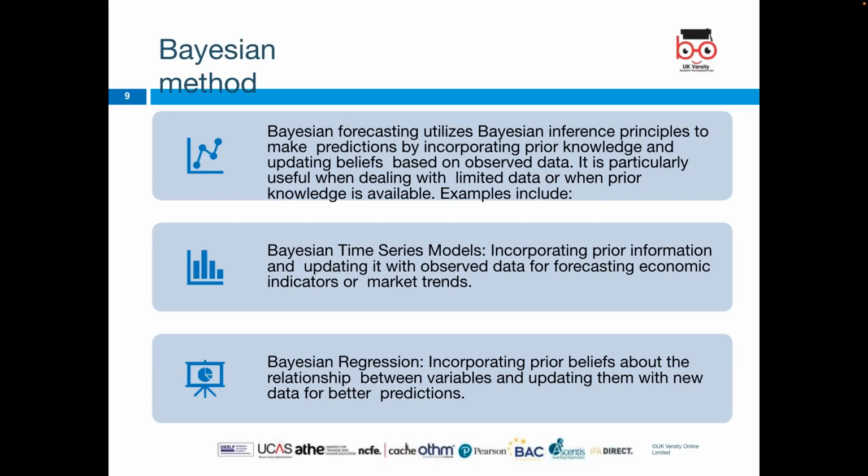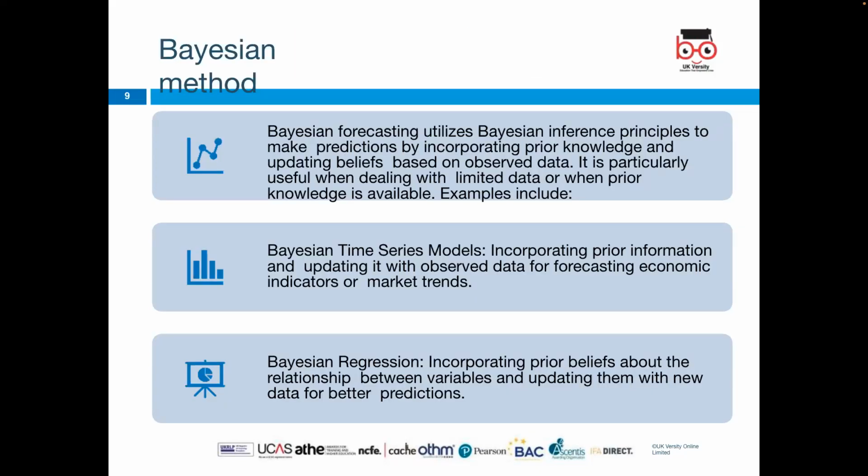Examples include Bayesian time series models. This involves incorporating prior information and updating it with observed data for forecasting economic indicators or market trends. Bayesian regression, incorporating prior belief about the relationship between variables and updating them with new data for better predictions.